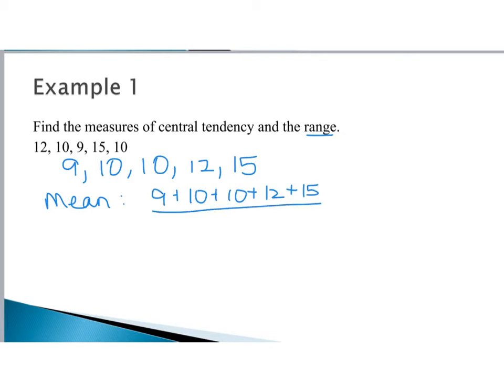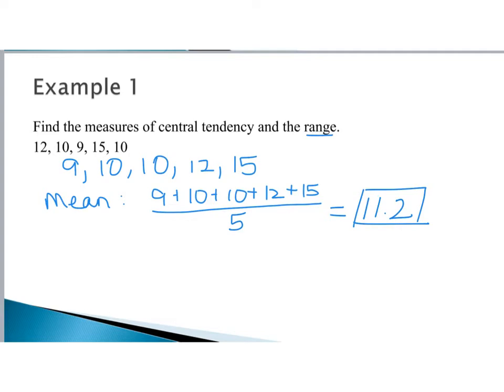Then I'm going to divide it by the total number of numbers that I have here. So I've got 1, 2, 3, 4, 5. So I'm going to divide that by 5. And when I do that, I get an answer of 11.2. So this here is our mean.